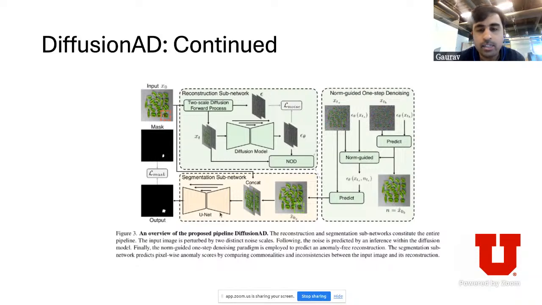Yes, I think that's a good point, which is how is the segmentation subnetwork being jointly trained? I do remember that as far as the diffusion model is concerned, it had an objective which was a simple noise objective. But there was a particular process through which they were doing norm guided one step denoising. That was something a little bit unique as far as this model is concerned.